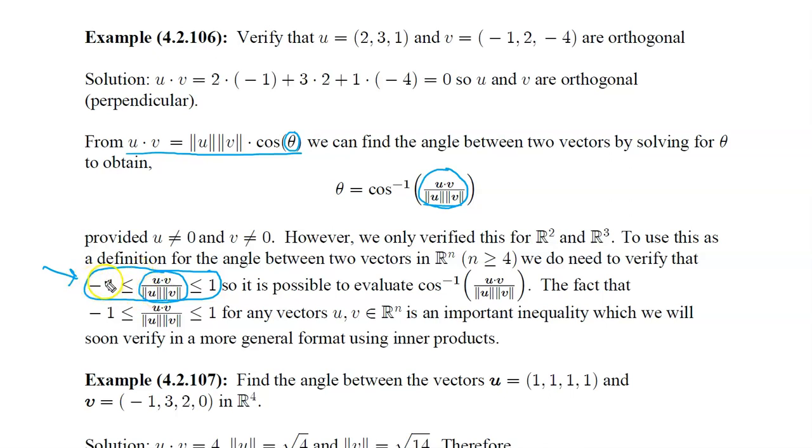In fact, we're going to verify this for any vector space, and eventually we'll generalize this notion of a dot product, and we'll call it an inner product. So we will prove that this is true for all of Rn, and in fact for other vector spaces as well later on. So what we can do then is use this as a definition for the angle between vectors in any Rn, not just R2 and R3. And so let's take a look at this example.